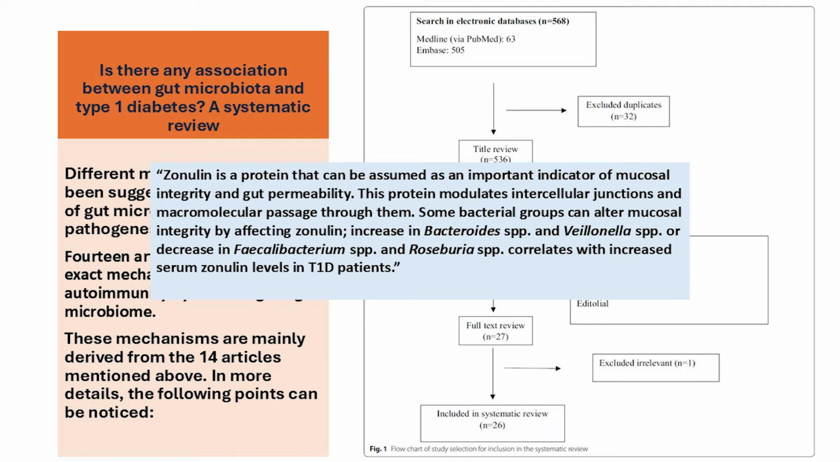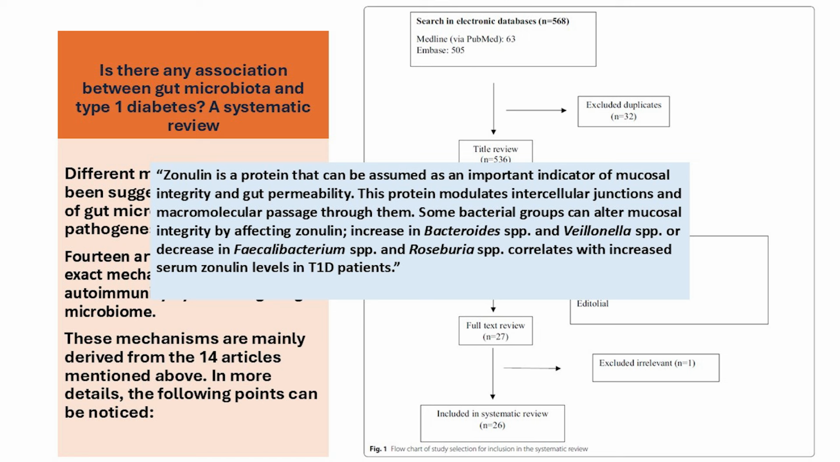Some bacterial groups can alter mucosal integrity by affecting zonulin. Increase in Bacteroides species and Veillonella species, or decrease in Faecalibacterium species and Roseburia species, correlates with increased serum zonulin levels in type 1 diabetes.